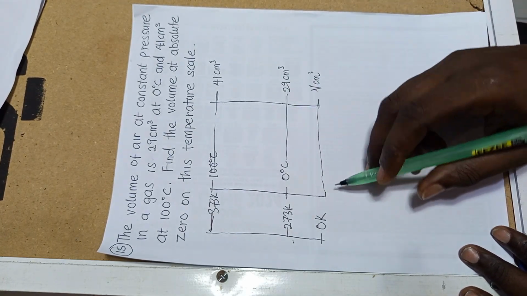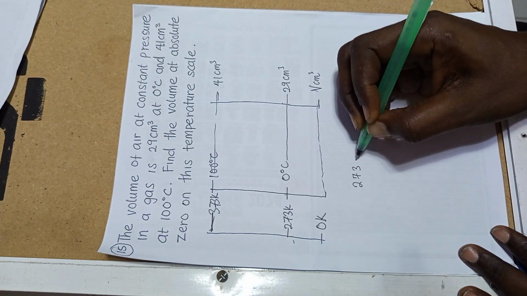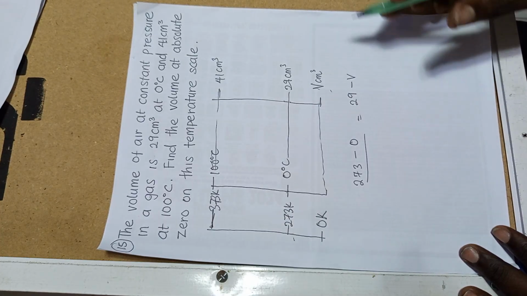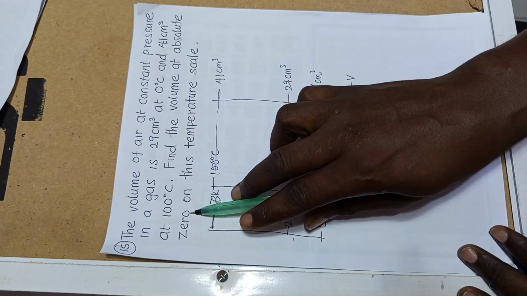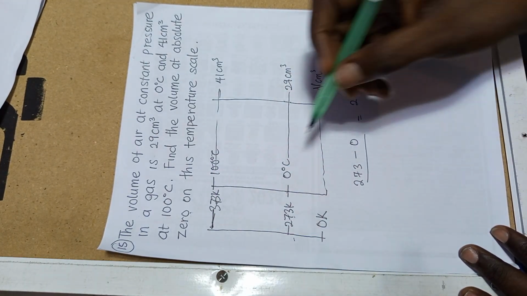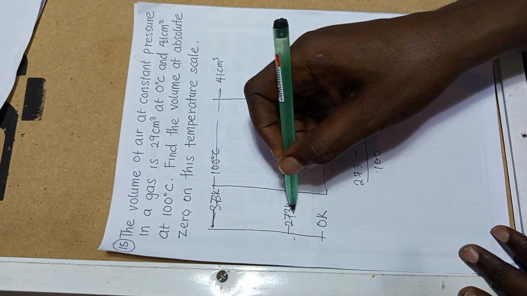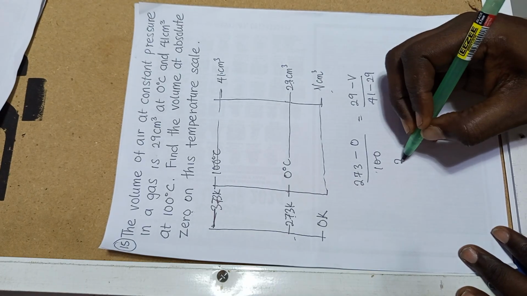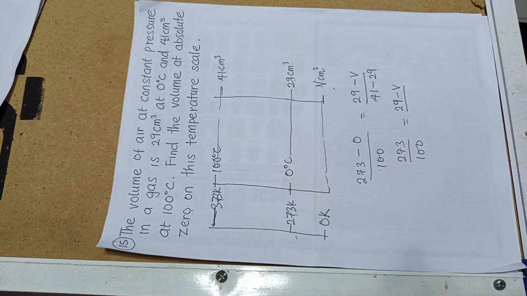So now what I want to do is use this minus this: 273 minus 0, and 29 minus V, the volume I'm looking for, over 373 minus 273, because we are looking for the volume at absolute zero, which is the temperature at 0 Kelvin. 373 minus 273 gives 100, divided by 41 minus 29, which gives 12. That gives 273 over 100 equal to 29 minus V over 12.